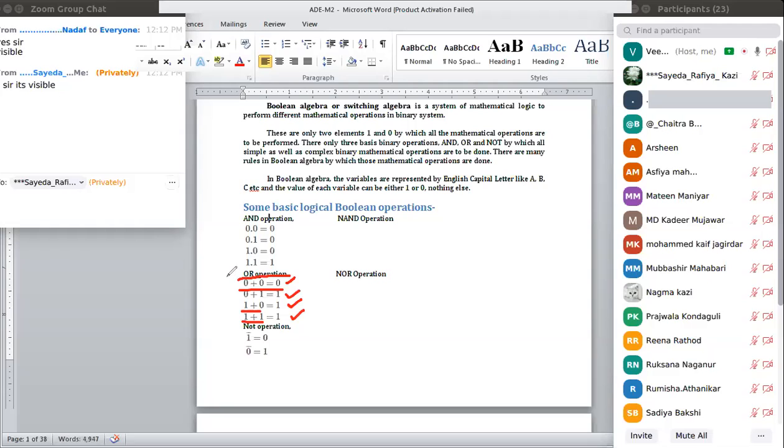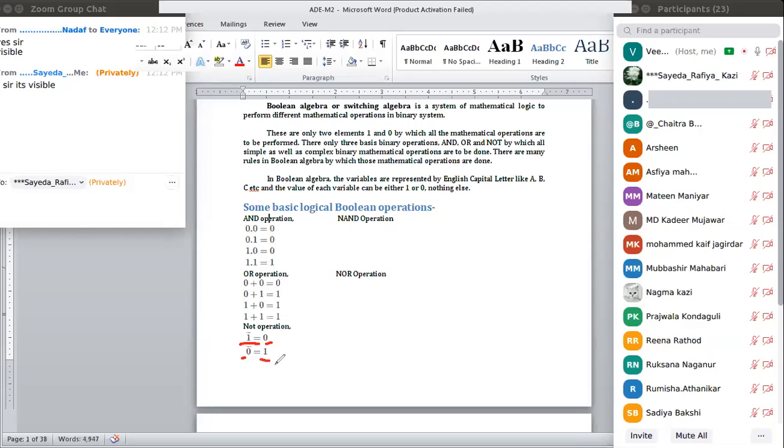Okay, so this is an OR function. Likewise, if I go for a NOT operation, it is the one bar or complement. So the complement of 1 is equal to 0 and the complement of 0 is equal to 1. It is a NOT operation. Whatever the input is there, we will get the opposite of that as an output.